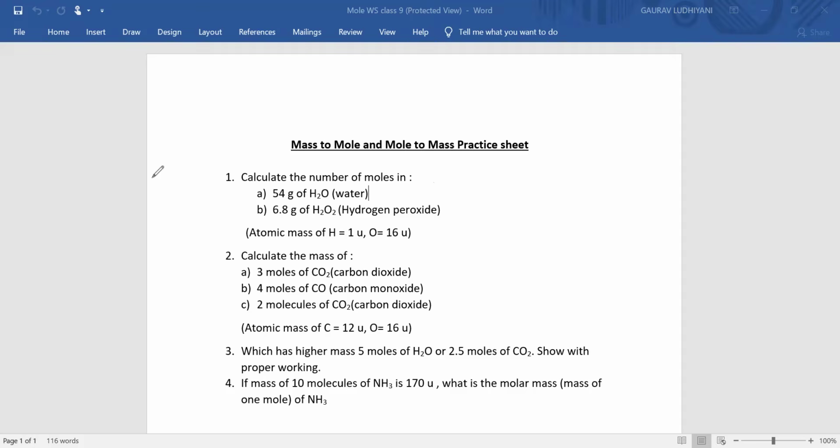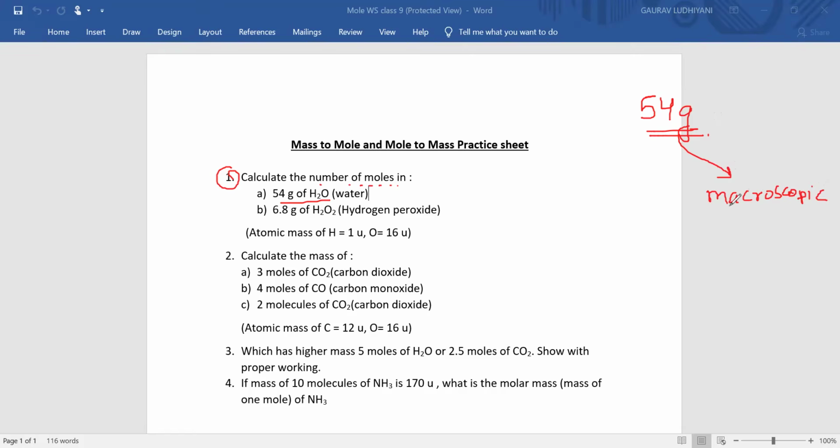Okay, so let's deal with this first question, A part. It says calculate the number of moles in 54 grams of water. So now, again connecting the dots and connecting whatever we have learned. How much water have I taken in this question? 54 grams of water. Now, as a chemist, you have to understand that 54 grams of water is a lot of water. You are dealing at a macroscopic level.